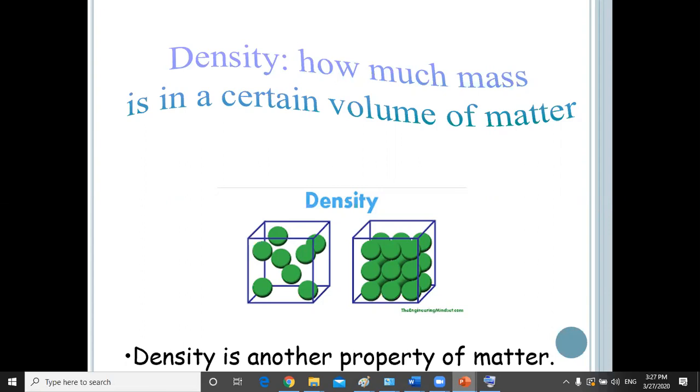So density is how much mass is in a certain volume of matter. And you must know that density is another property of matter. Remember, it's very important. This is the definition of density.